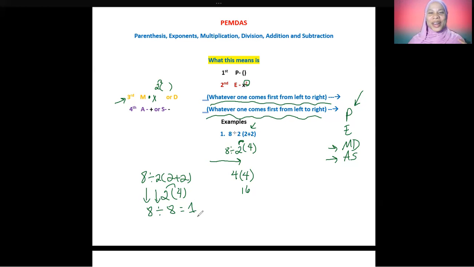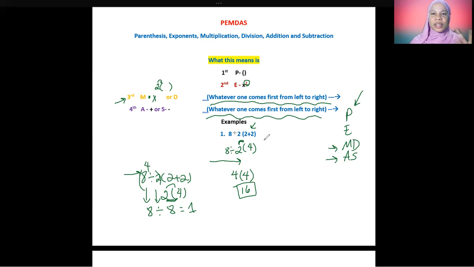No, the answer is not 1. The answer is 16. And what did they do wrong? Instead of going from left to right and doing the 8 divided by 2 first, which would have given them 4, they did the 2 right here times the 4, which gave them 8. And that's the main mistake where the confusion happened, the incorrect answers, and when things go wrong.